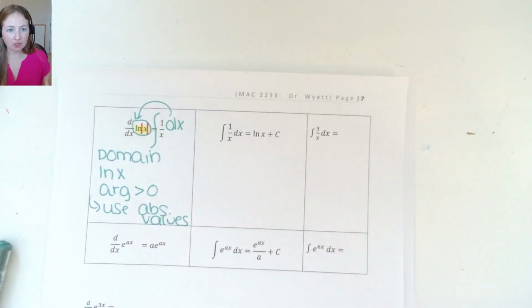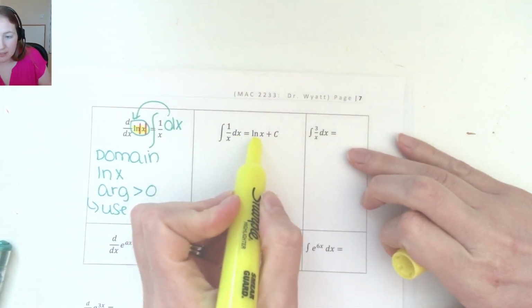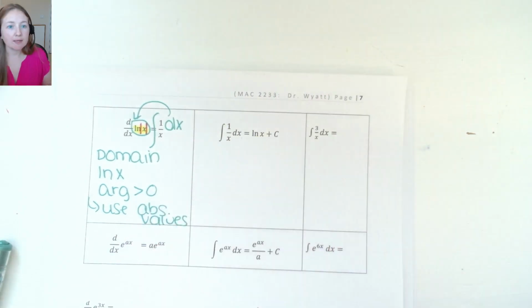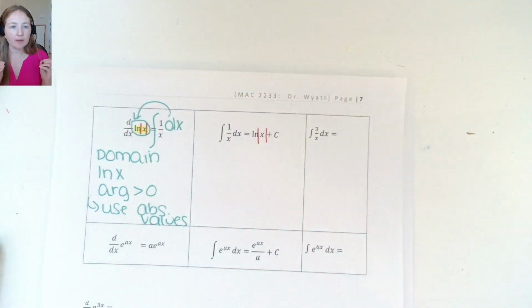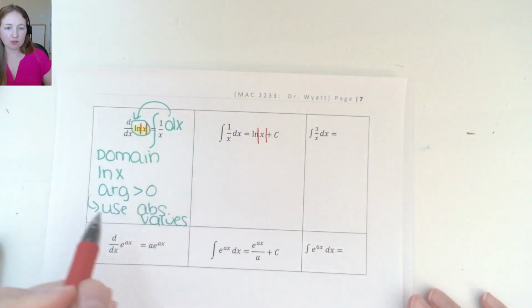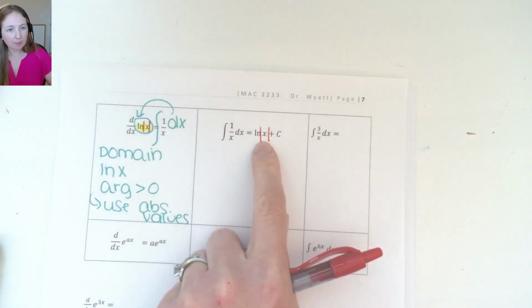So the rule that we're going to have here is the integral of 1 over x dx goes to natural log x plus c. Now, it's not just natural log x, it is the natural log of the absolute value of x, and that is to ensure that this domain is satisfied. It's to ensure that the argument is in fact positive.